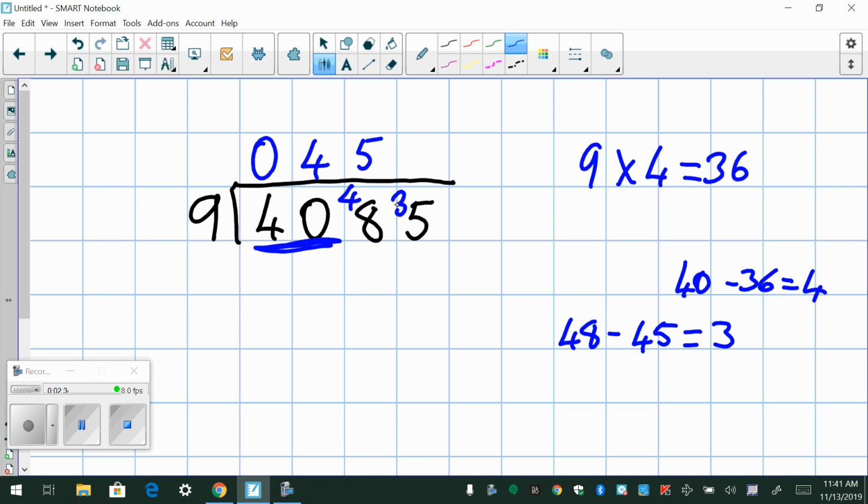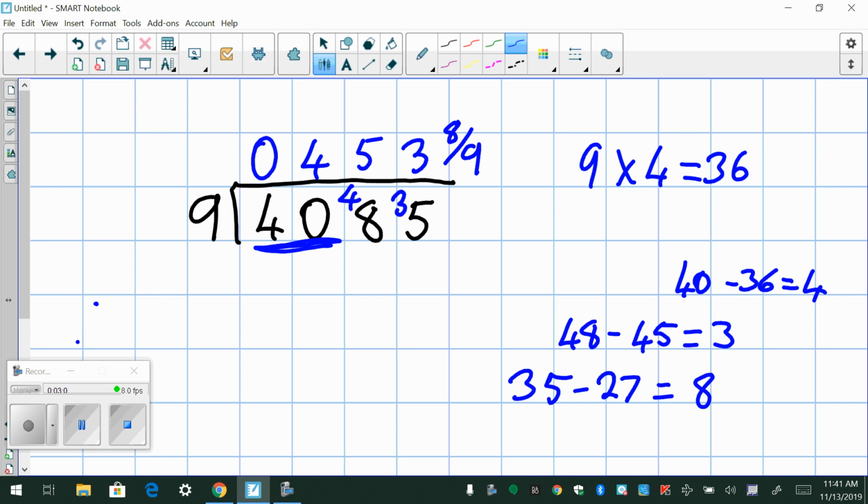Now I'm going to divide 9 into 35. Does 9 divide into 35? Well, 9, 18, 27, 36. Actually, it just divides in 3 times to bring me to 27. So if I find out my remainder, 35 take away 27, the remainder is 8. Now my remainder I write as a numerator over the divisor. So my answer here is 453 and 8 over 9.